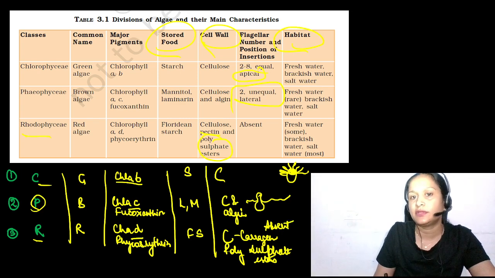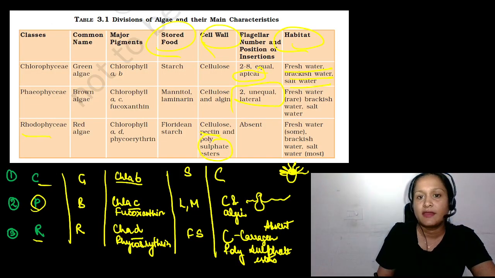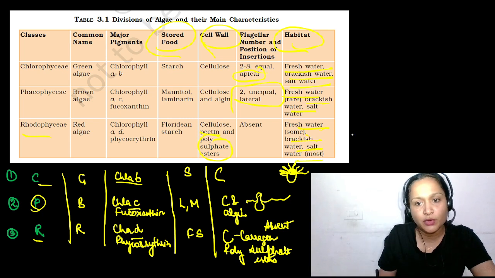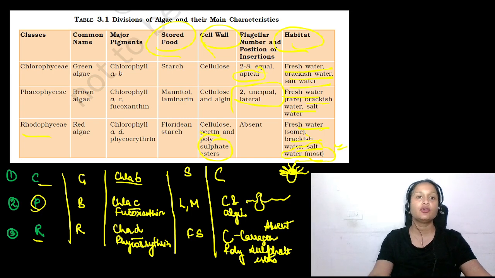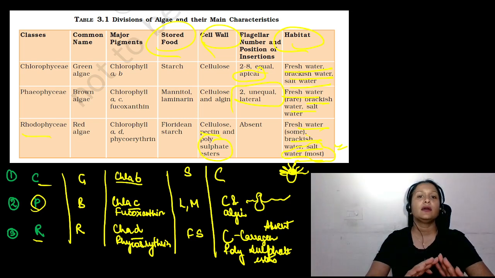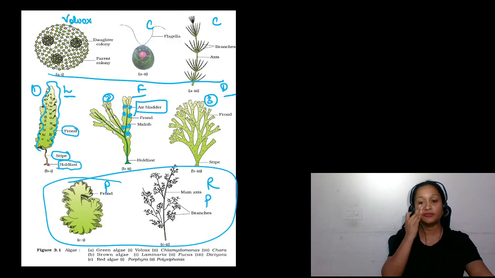Habitat: they are found in fresh water, brackish water and salt water. Nothing is so important, but here in salt water most is written, so this is important. So this is your division of algae: chlorophytes, Phaeophytes and Rhodophytes. These are the 3 classes, and all the main characteristics are mentioned here in the table, which you have to remember.